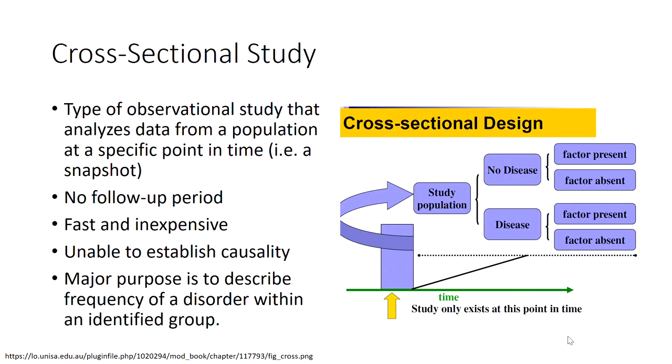A cross-sectional study is a type of observational study that analyzes data from a population at a specific point in time. So this is a snapshot. There's no follow-up period, which makes it less expensive than a longitudinal or prospective study. It's usually very fast because you do the test, you do the comparison, you're done, you publish. But it's unable to establish causality. The major purpose is to describe the frequency of a disorder within an identified group or to compare two groups at that brief moment in time.